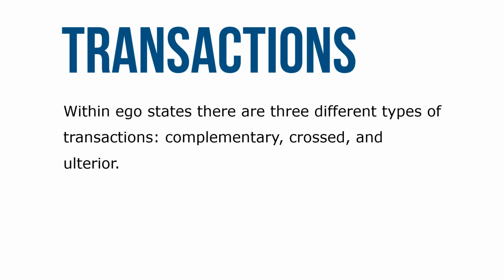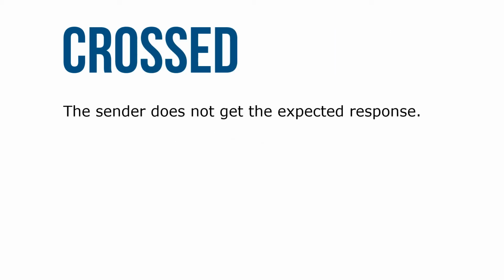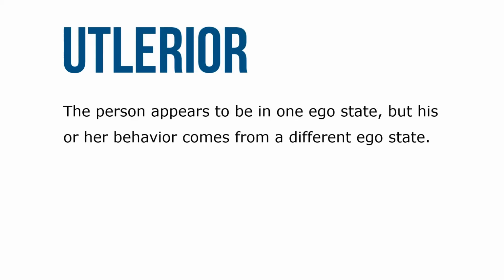Within ego states, there are three different types of transactions: complementary, crossed, and ulterior. Complementary. The sender of the message gets the intended response from the receiver. Crossed. The sender does not get the expected response. And ulterior. The person appears to be in one ego state, but his or her behavior comes from a different ego state.